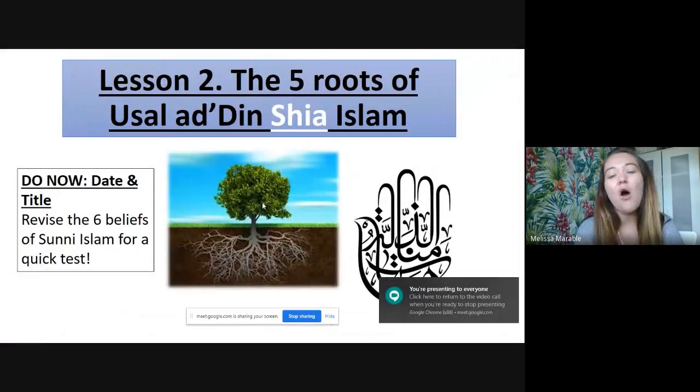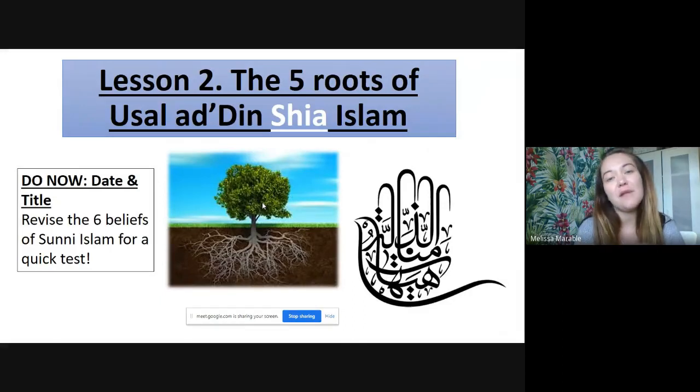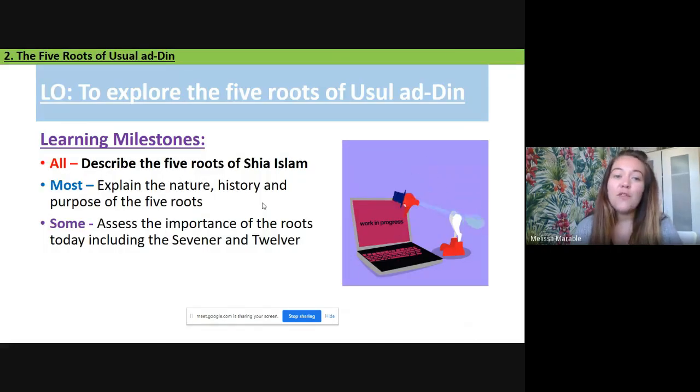So we are building upon the last lesson, lesson 1, which was the 6 articles, the 6 beliefs of Sunni Islam. And if you remember, 90% of the Muslim population are Sunni, whereas 10% are Shia. So Shia, which is what we're focusing on today, are the minor group when we're looking at Islam as a whole.